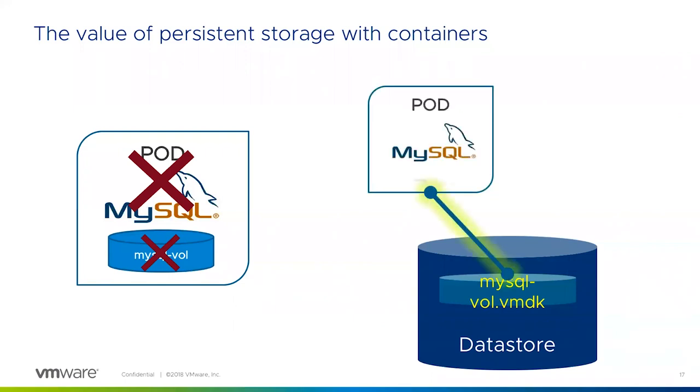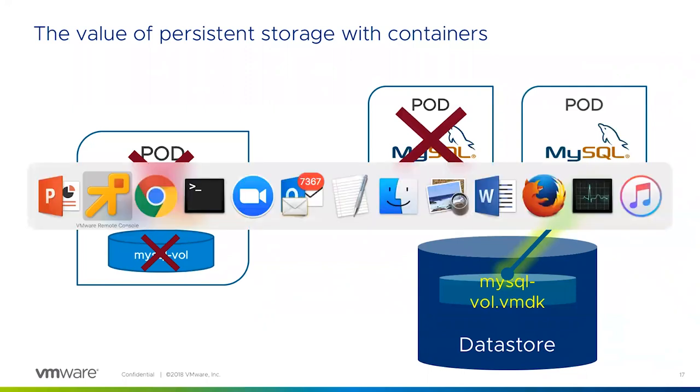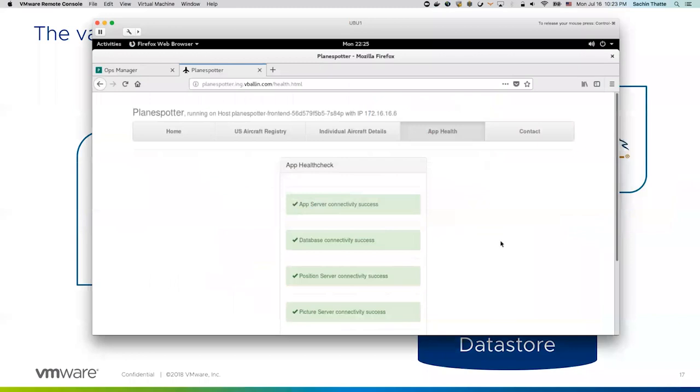When the pod gets created, it asks for persistent storage. The right VMDK gets mapped to the right node. And if the pod dies and gets rescheduled on some other node, the VMDK gets automatically mapped to that new node, thus not losing data for the MySQL pod. Let's see that in action.